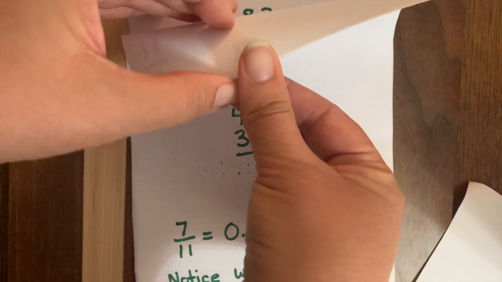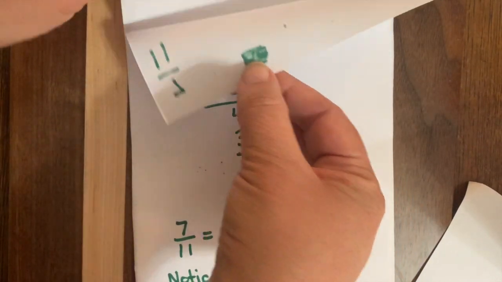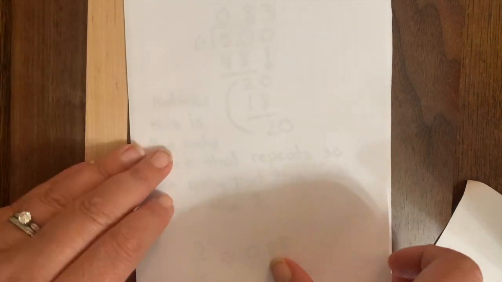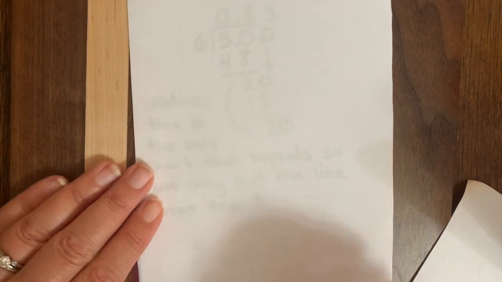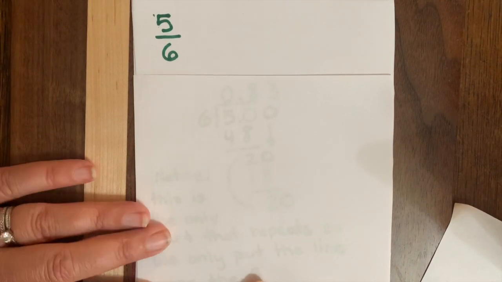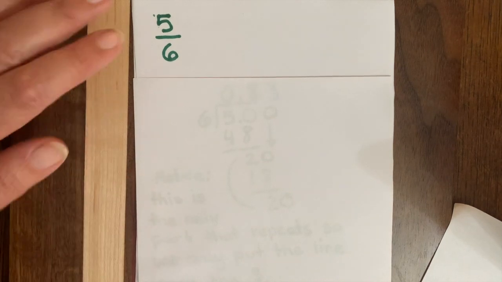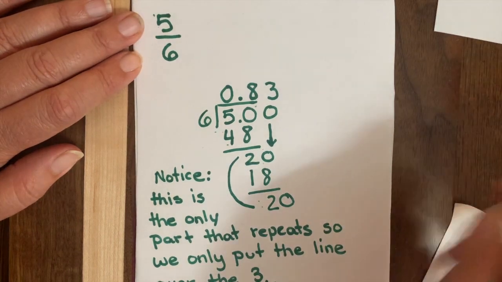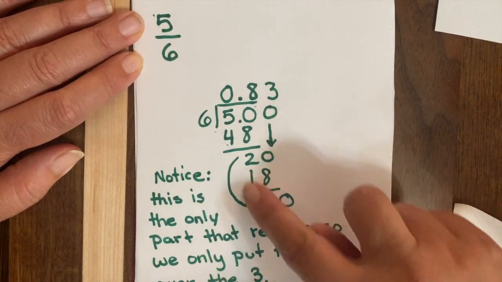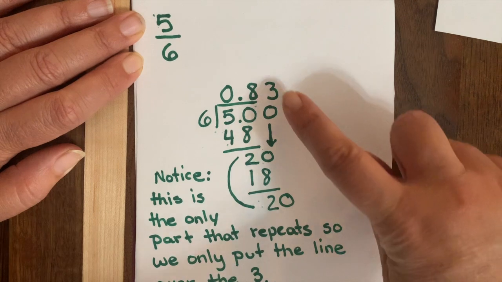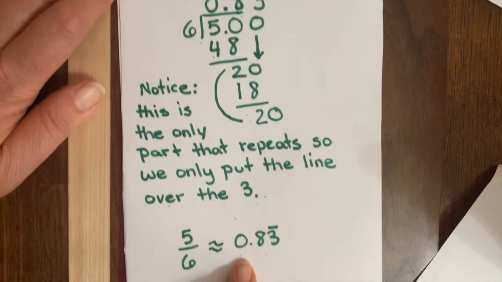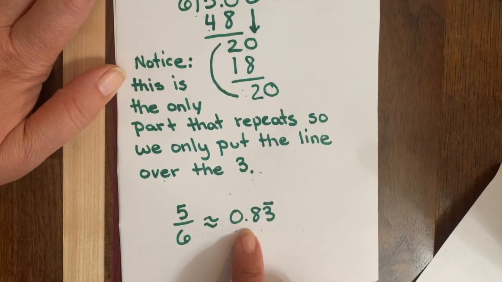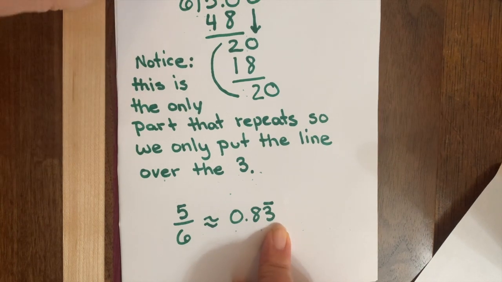And the next one, okay. So your next example that you're supposed to do is 5/6. And notice this one, the only part that's repeating is this ending part. So the 3 would be repeating. So in your final answer, it would be 0.83 repeating.